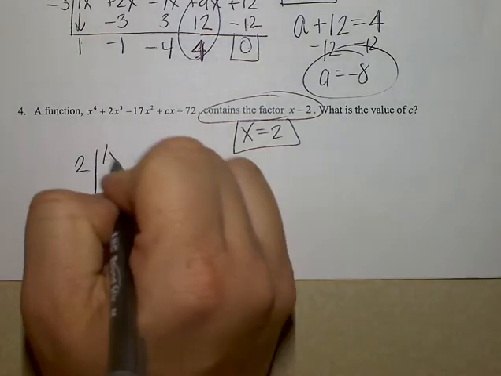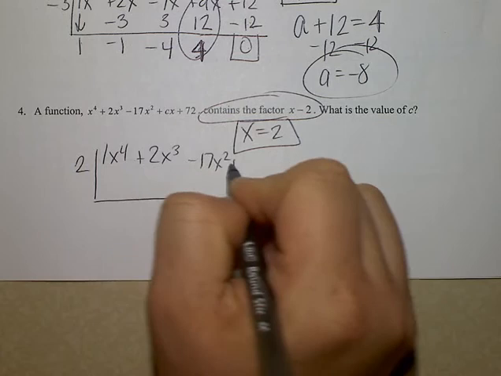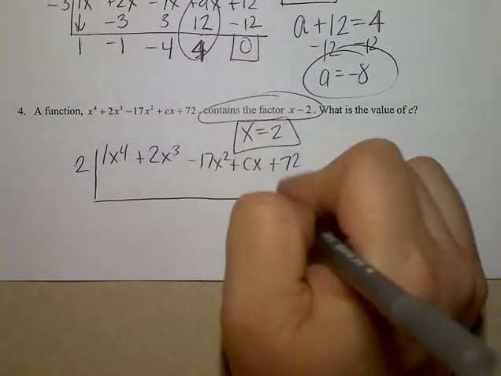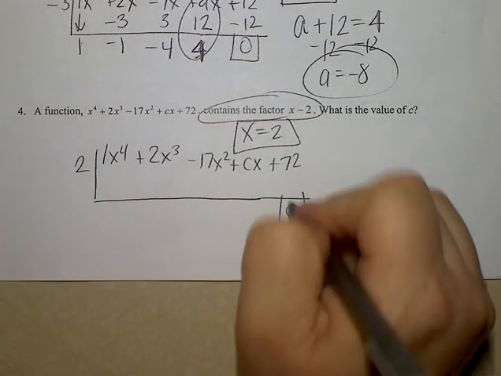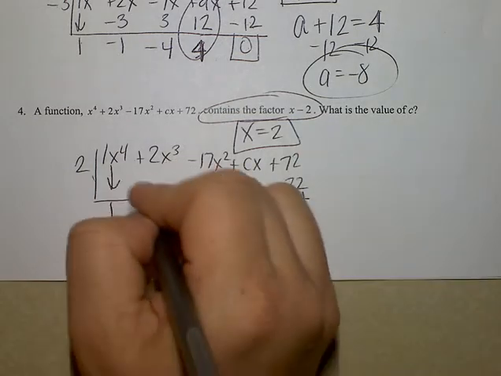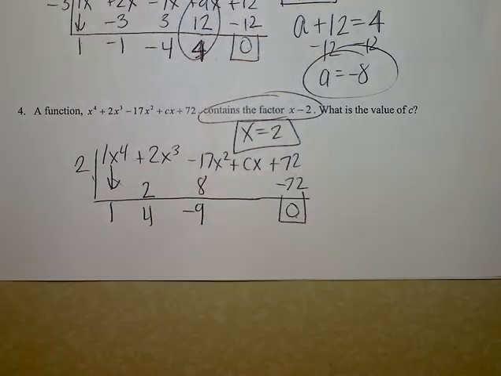X to the 4th, x to the 3rd, x squared, x to the 1st, no x's. Okay, so I know that I have to end up with 0 on the bottom, which would make this a negative 72 if it's going to equal 0. Multiply, add together. Multiply, add together. Going to stop you. Your 1 minute is up.